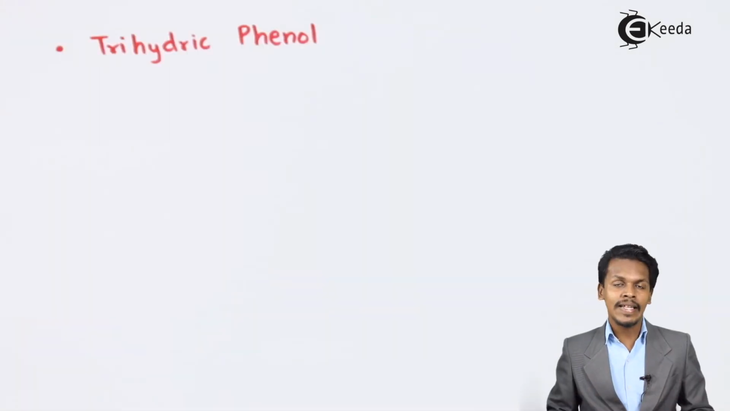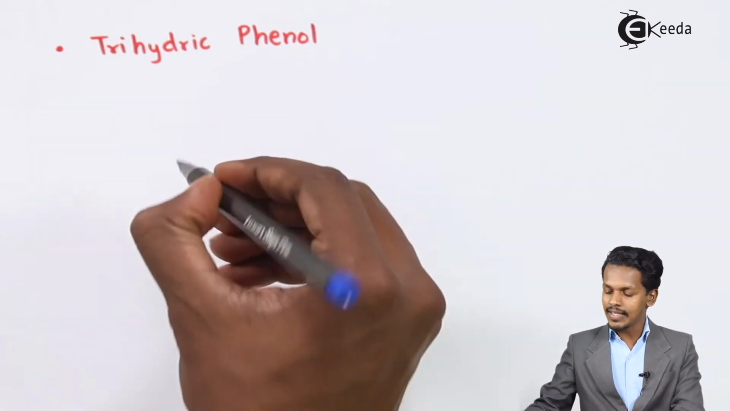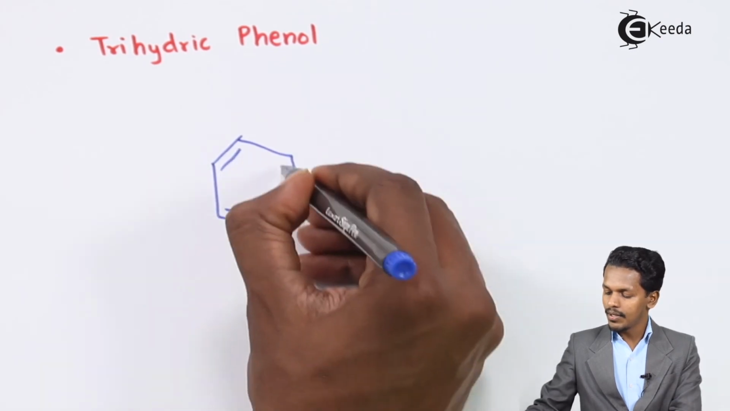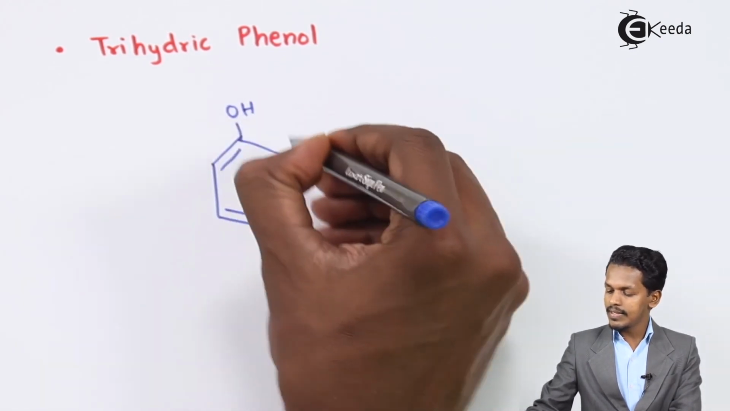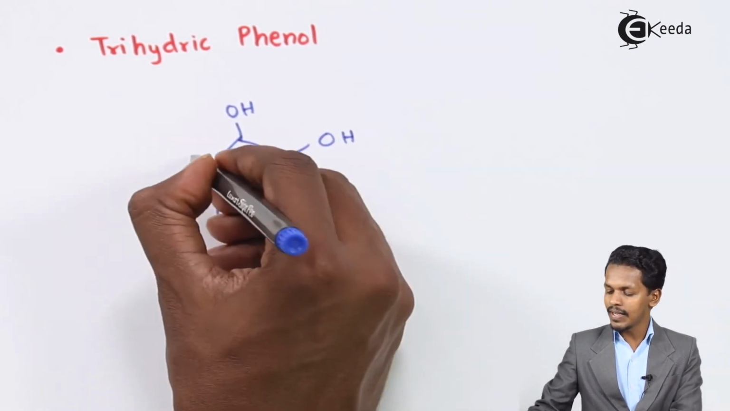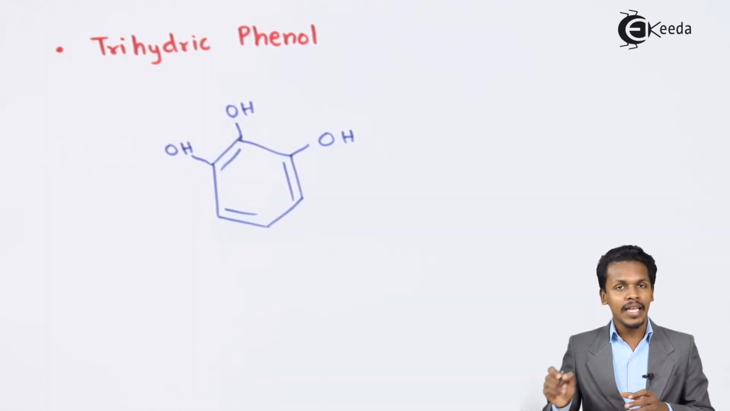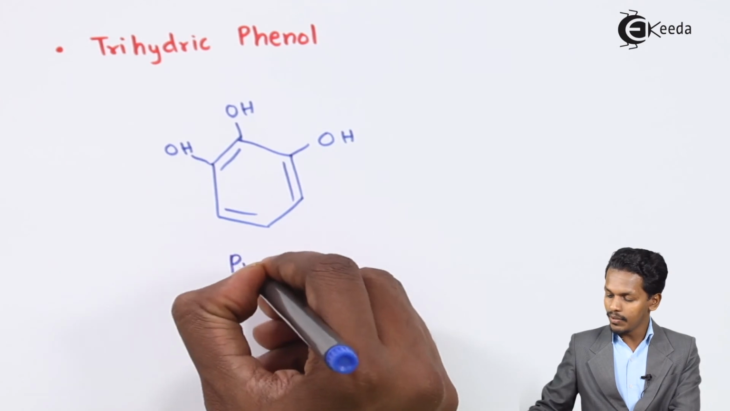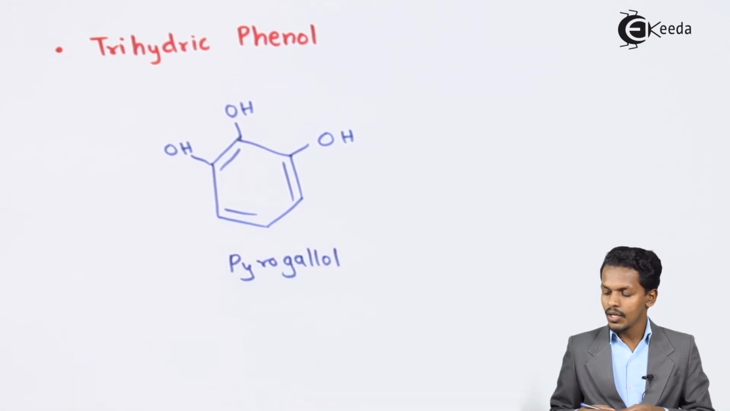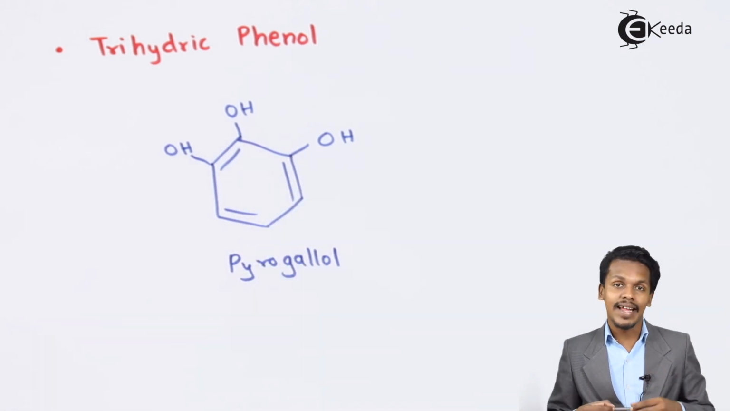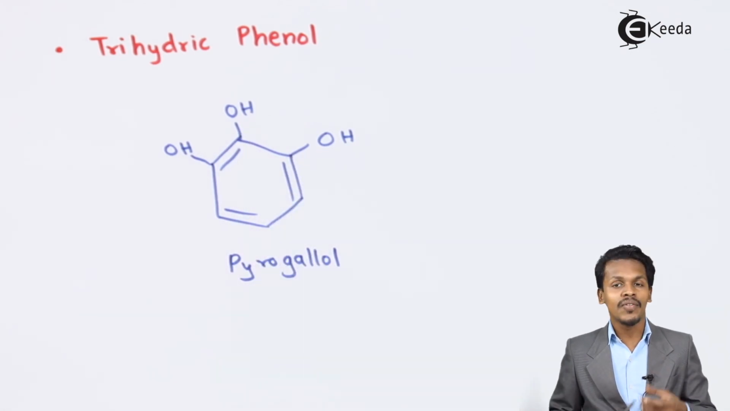Now let me talk about the last one, that is trihydric phenol. As the name suggests, it should consist of three OH groups, or three hydroxyl groups. Suppose I consider an example of benzene on which these three OH groups are attached. This is an example of a trihydric phenol, and the name of this is pyrogallol, or we could also name it benzene-1,2,3-triol. This is one example of trihydric phenol.